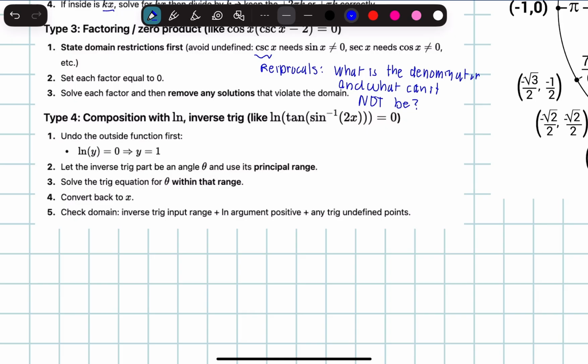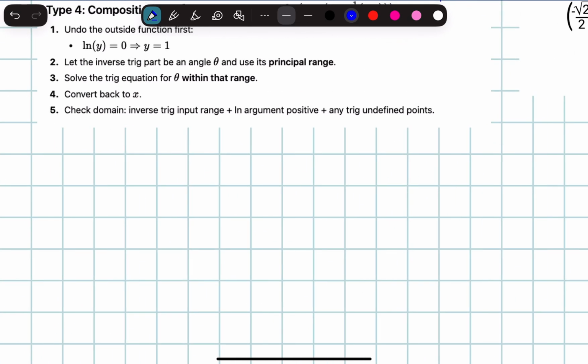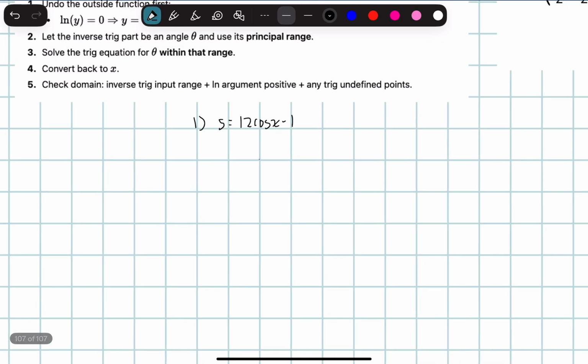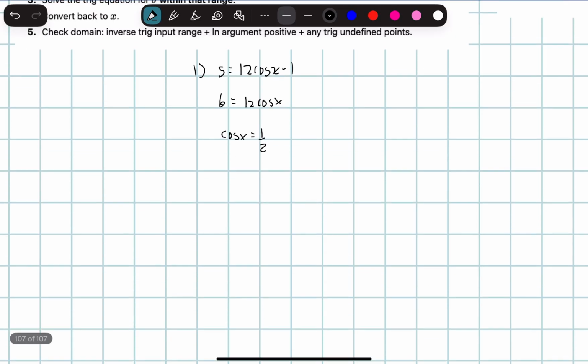Okay, let's start off with the first question. Let's say that we have 5 is equal to 12 times cosine of x minus 1. So what you're going to do is isolate cosine of x. So we're going to get 6 is equal to 12 cosine of x, and then you're going to get cosine of x is equal to 1/2.